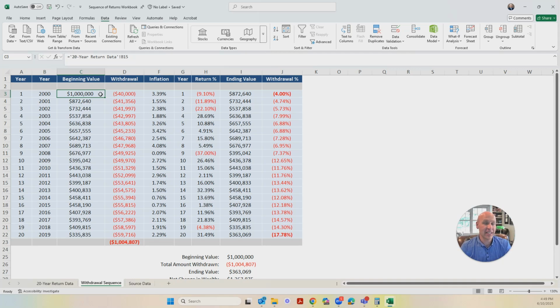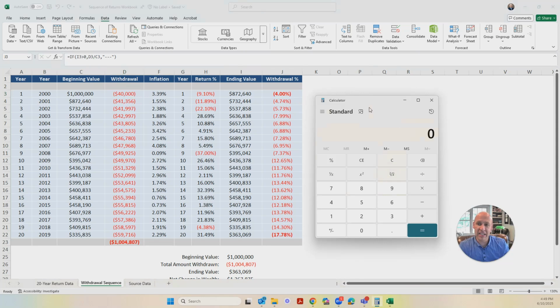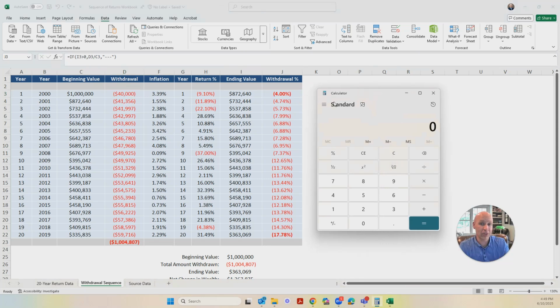It's not guaranteed, but it is a popular rule of thumb that a lot of retirees and financial advisors suggest as a starting point. So here's what we're doing here. We're taking $1 million, 40,000 is 4%. And then you can see that inflation right here was 3.39%. So this is how the 4% rule works. You take 40,000 out of your $1 million portfolio, and then the next year you increase it for whatever the rate of inflation was.